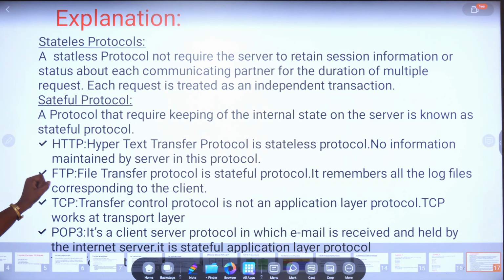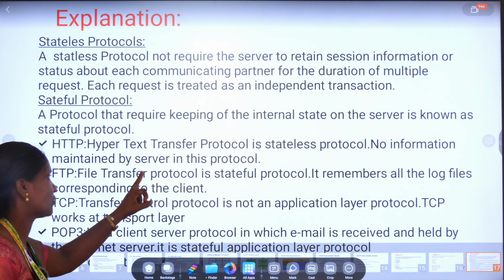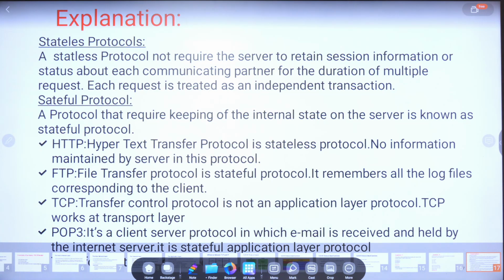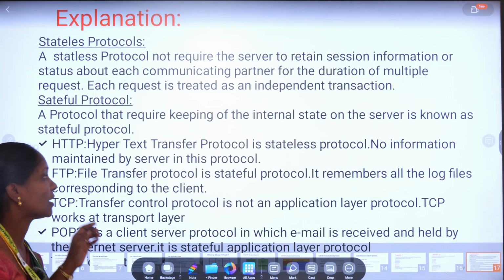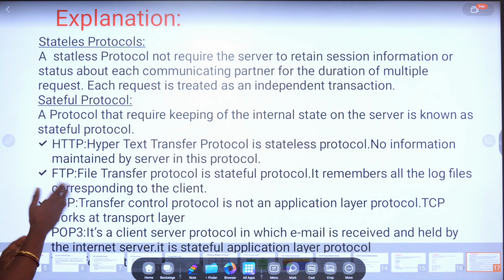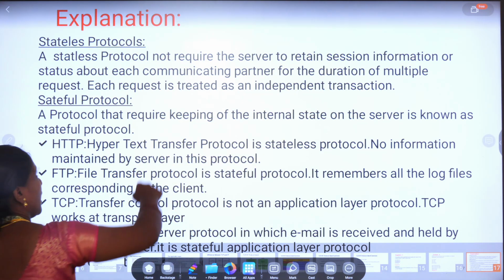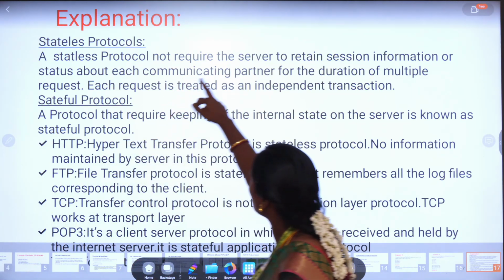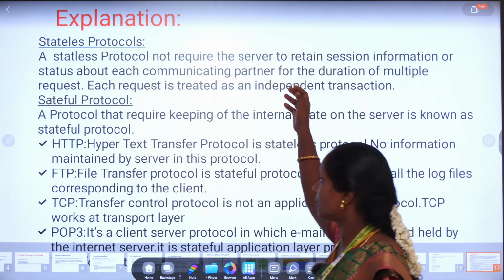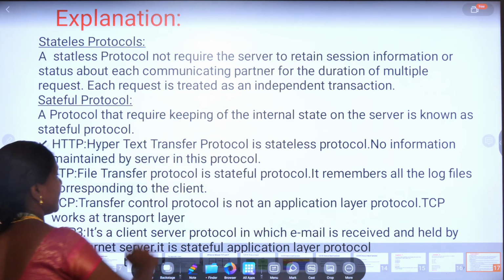The first one is HTTP. HTTP is the hypertext transfer protocol. It is a stateless protocol. Why are we calling it a stateless protocol? Because no information is maintained by the server. As we already said, stateless protocols do not require the server to keep state. That's why it is a stateless protocol.